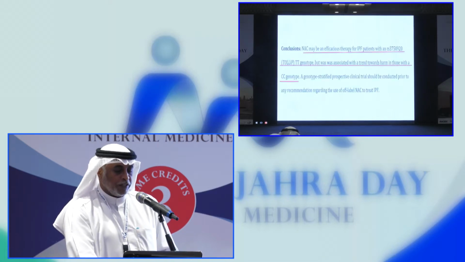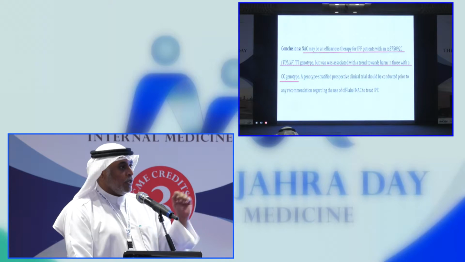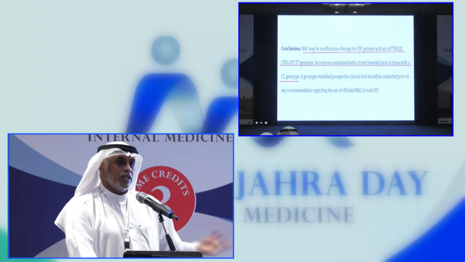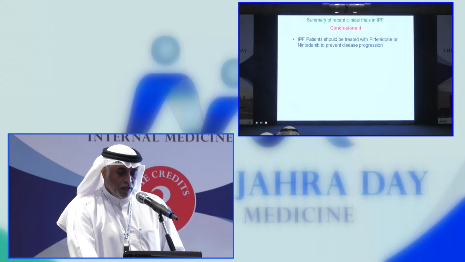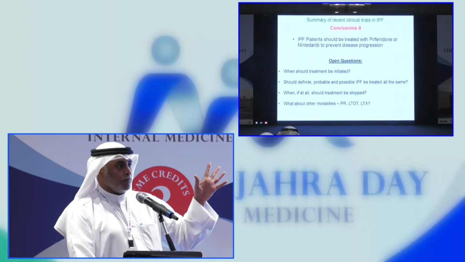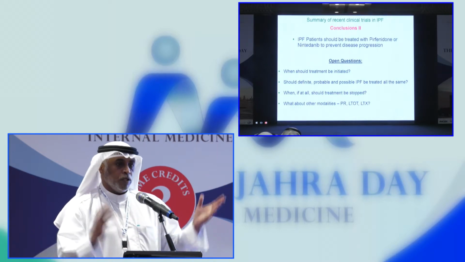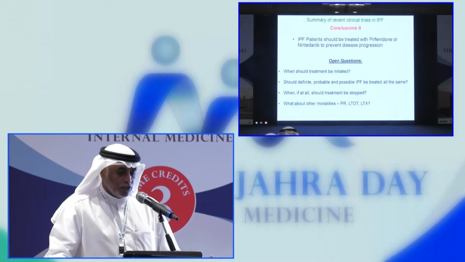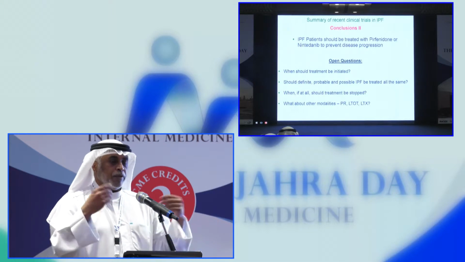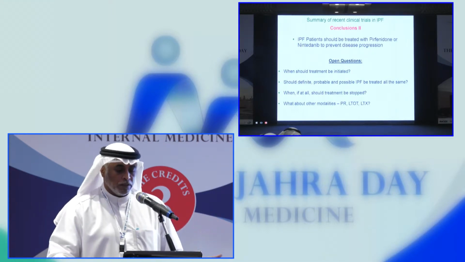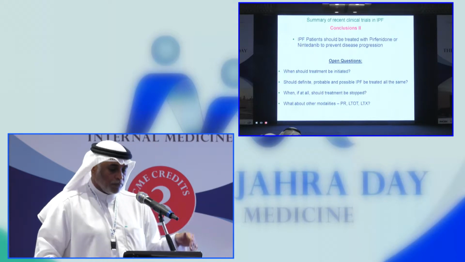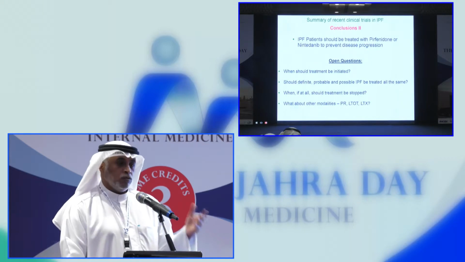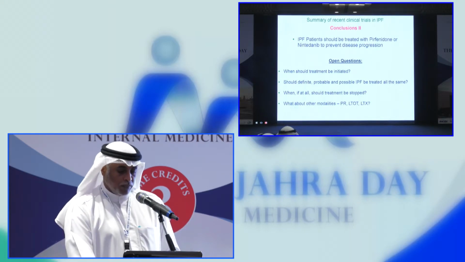So a stratified genetic prospective trial is really needed before giving any recommendation on giving acetylcysteine in patients with IPF. So for patients with IPF, the only options available are pirfenidone and nintedanib. The open questions that are always asked: when should it be started? Should those whose pathology or radiology showed a possible or definite or probable IPF pattern be treated the same? When should it be stopped, and what about the other modalities?